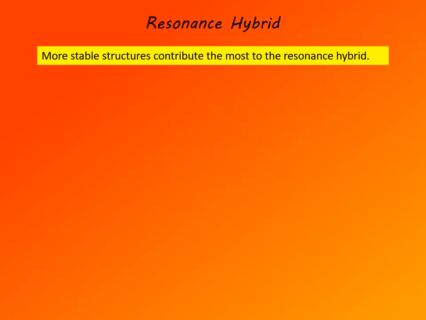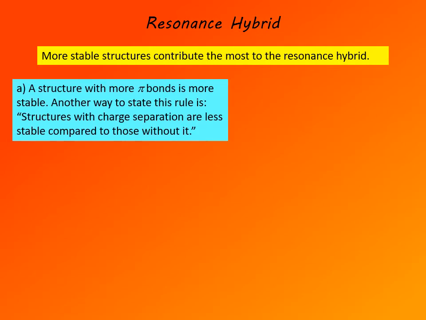A resonance hybrid is supposed to represent the actual structure of the molecule. A resonance hybrid is a combination of the individual resonance structures. If all of the individual resonance structures are equivalent, then each structure equally contributes to the resonance hybrid. But if they are not equivalent, then the more stable structure contributes more to the resonance hybrid. And of course, then we need to be able to identify which structure is more stable and which one is less stable. A structure with more pi bonds is more stable.